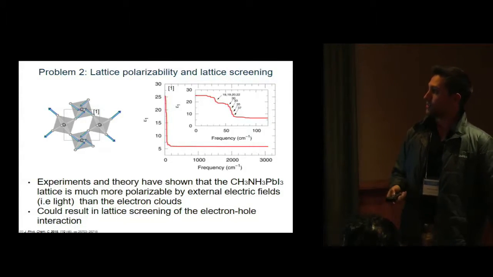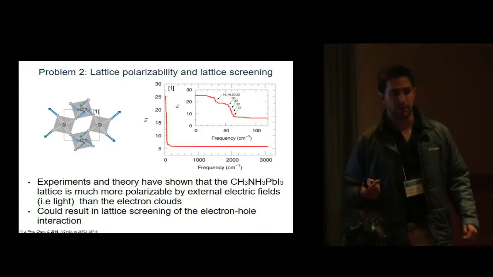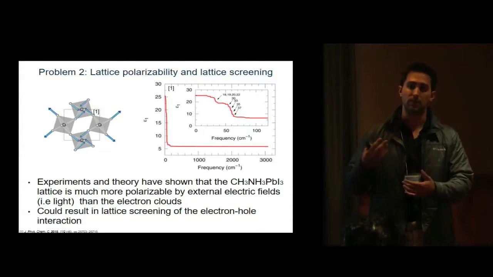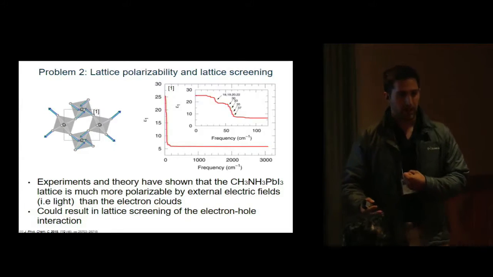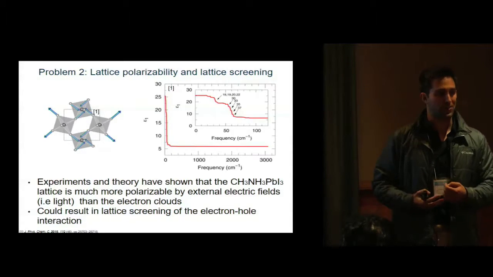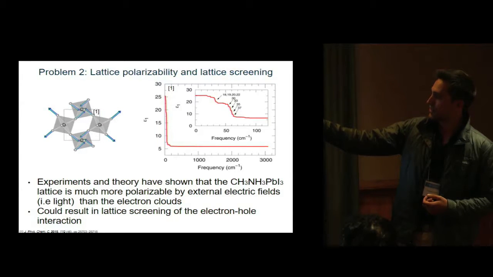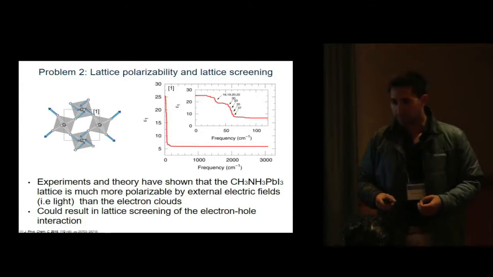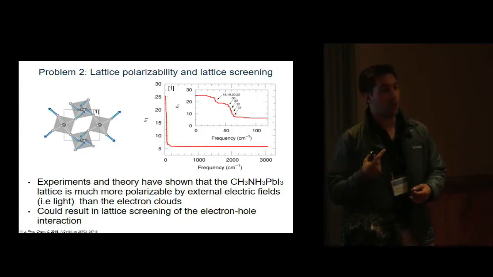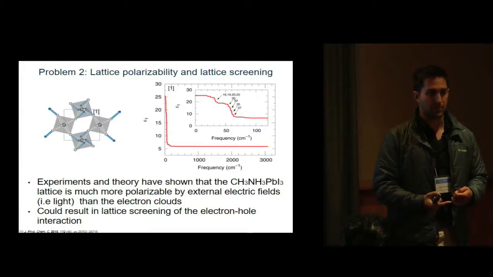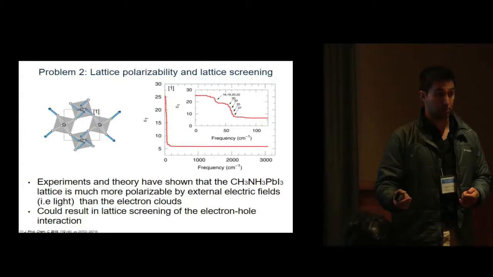So we measure these two ways. The electronic response, the electronic polarizability, how much we can shift the electron clouds in the material, is measured by a number called the high-frequency dielectric constant. And this is epsilon infinity. So it's about 6 in this material experimentally. And then there's also the low-frequency dielectric constant. This is called epsilon 0, which includes the lattice response.